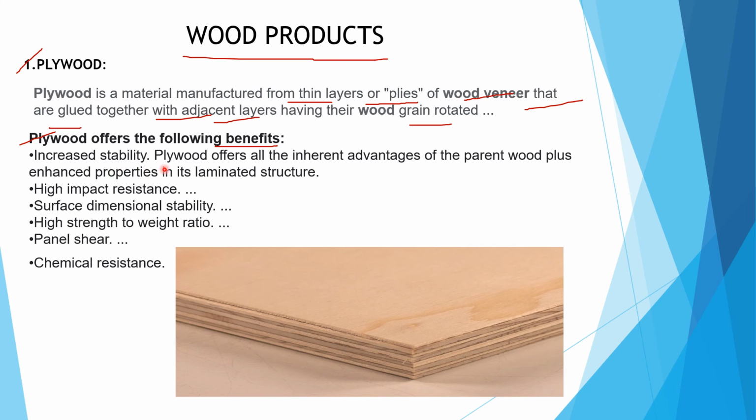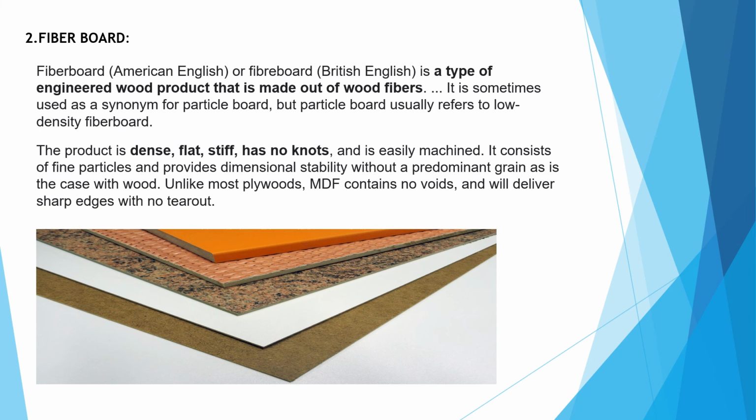Increased stability. Plywood offers all the inherent advantages of parent wood plus inherent properties in its laminated structure: high impact resistance, surface and dimensional stability, high strength to weight ratio, panel shear, and chemical resistance. As you see this, next, number two, fiberboards.